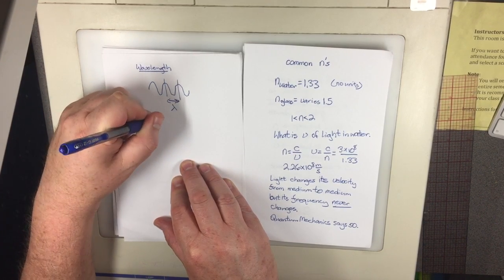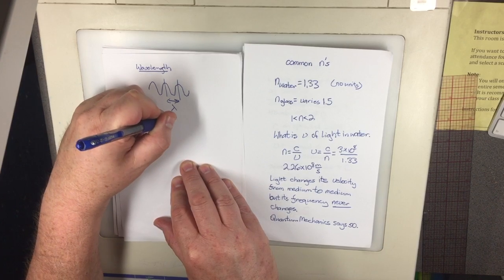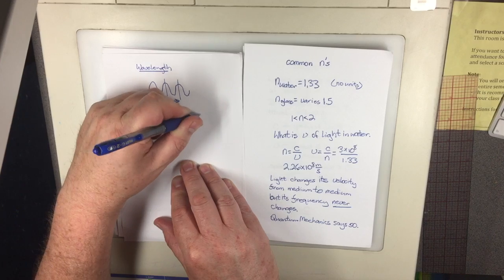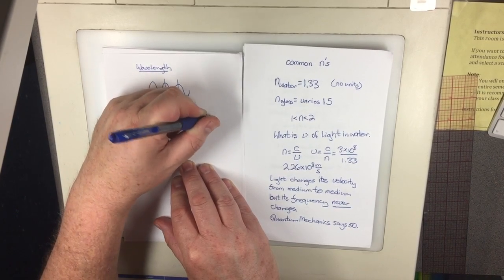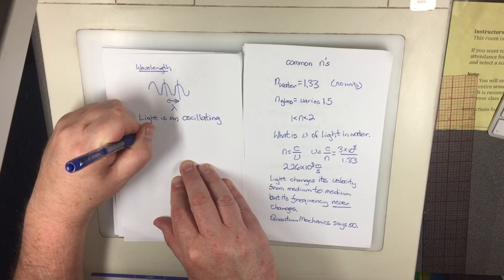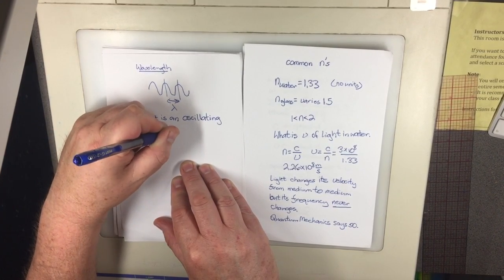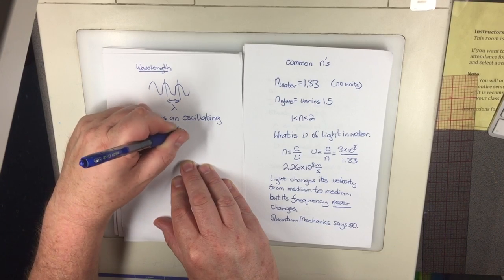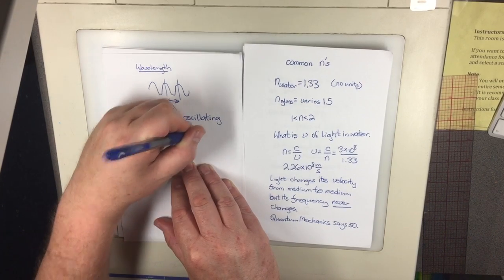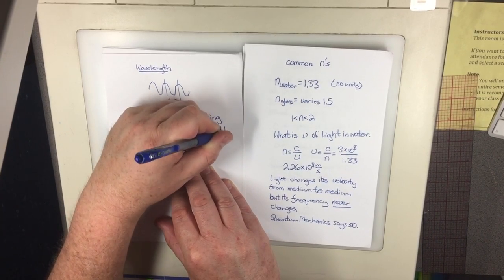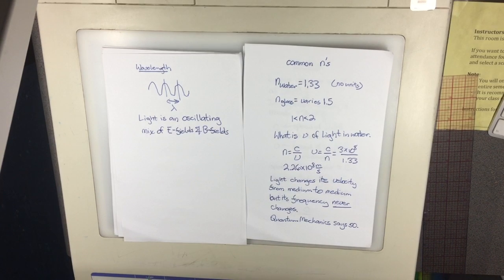Light is an oscillating mix of E fields and B fields. And there's a whole chapter on this in the book that we don't really use, a chapter that a lot of professors don't even touch.